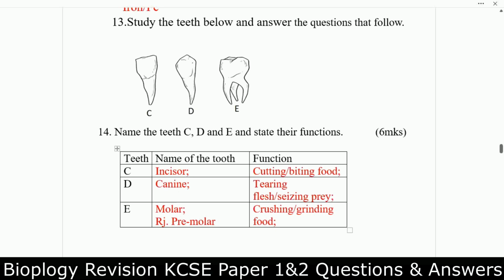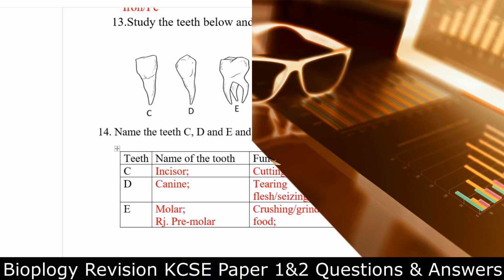C is incisor. It is used for cutting or biting food. D is canine. It is used for tearing flesh. And E is a molar. It is used for crushing or grinding food.